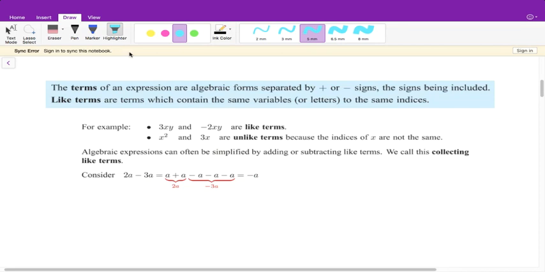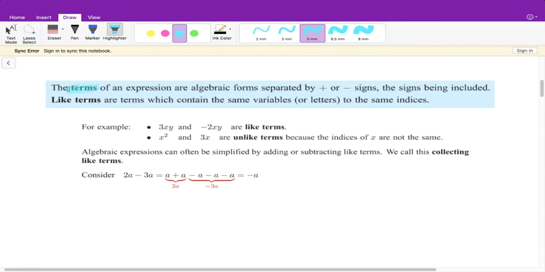All right, the first thing that we're going to do is collecting like terms. And we've already talked about terms extensively in class in section A. Remember, I was having you circle the addition signs, and that was telling us our terms, and we were combining everything between the addition and subtraction signs. Each one of those was a term.